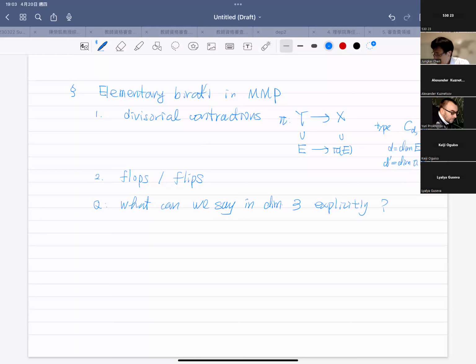In the case of dimension 3, basically we are considering the divisorial contraction of type 2, 0 or type 2, 1. The first means divisorial contractions to a point. In the second case, we are considering the divisorial contraction to a curve. These two types of contractions are going to be the main topics today.